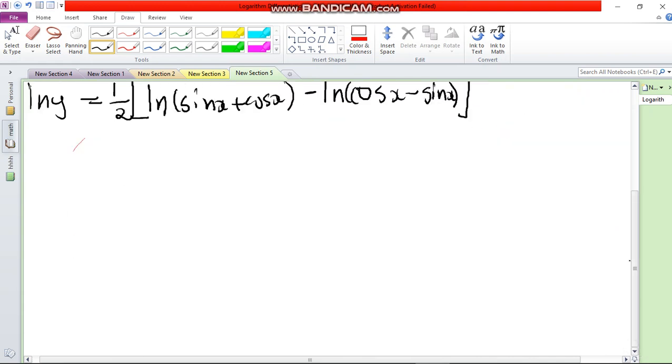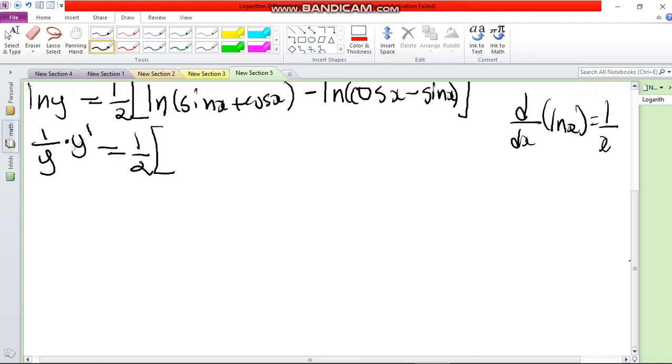Now we can differentiate. So if I differentiate ln y, I will have 1 over y multiplied by y prime. On the right hand side, I'm going to keep my 1 over 2. The derivative d by dx of ln x is always 1 over x multiplied by the derivative of x, which is 1. So let's do the same thing here. This will be 1 over sine x plus cos x multiplied by the derivative of the denominator.